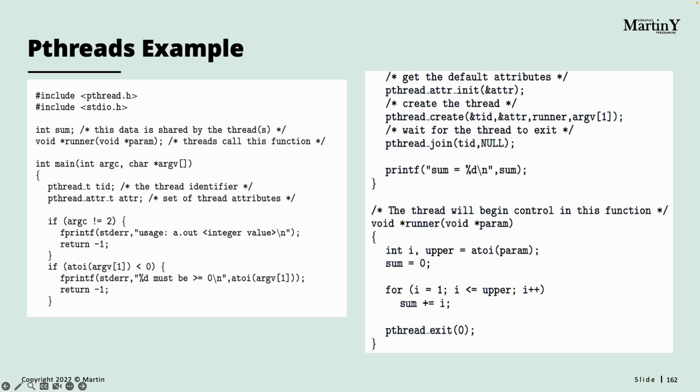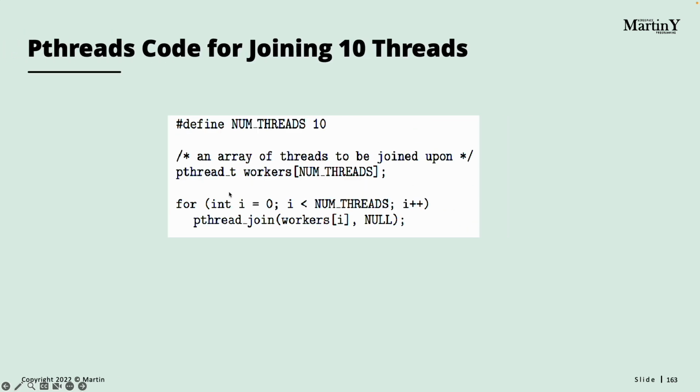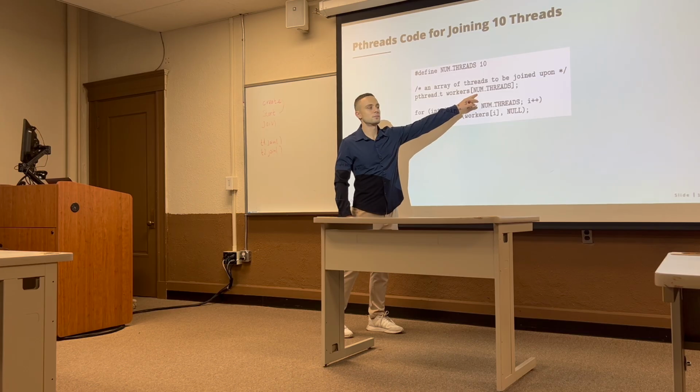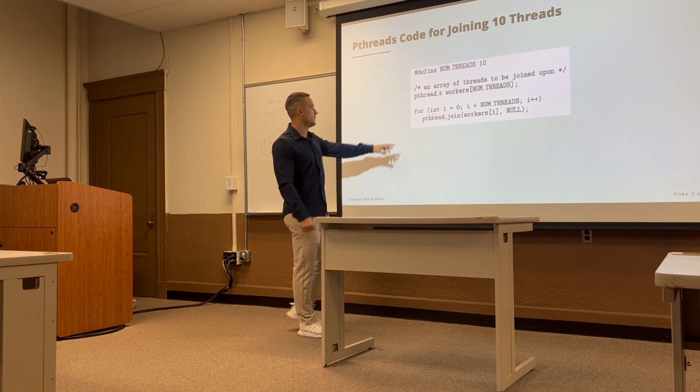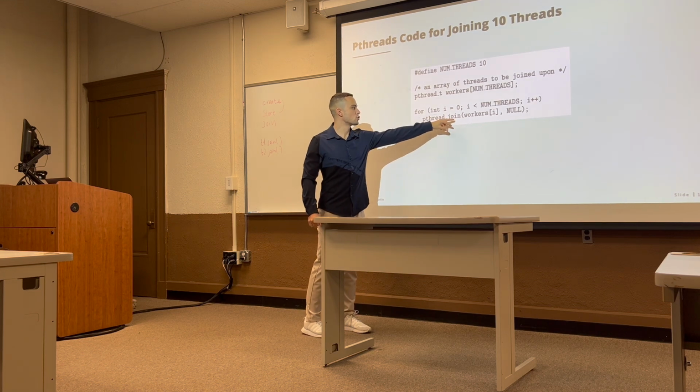So this is an example with the pthreads library, and here is an example if you want to run an array of threads at the same time. With the pthreads library, you can do that as pthreads workers. Then you can specify the number of threads. And after that, in this for loop, we are just joining all the threads.